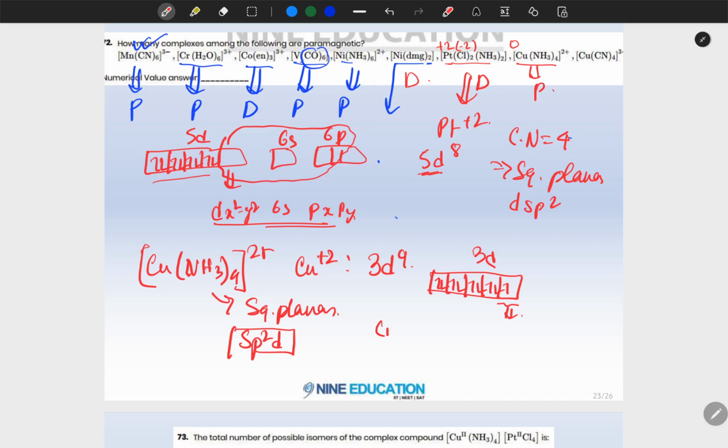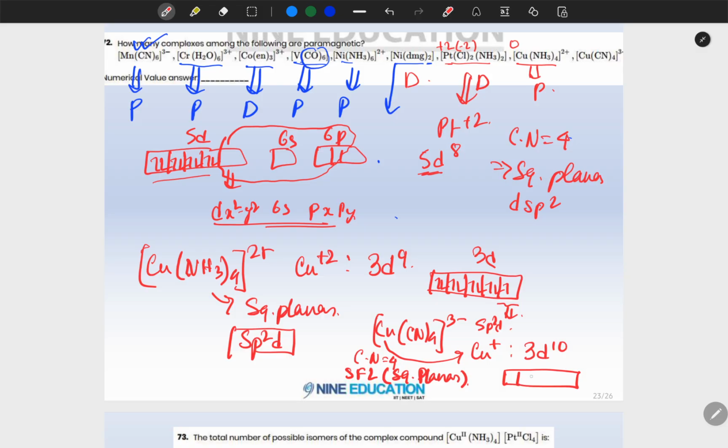Last example, Cu(CN)4 3-. So in this case, copper is present in +1 oxidation state. So 3d10 is the electronic configuration. Again, coordination number is 4, strong field ligand. So that's why the complex will have square planar shape, and the hybridization will be dsp2. So 3d10 means the 3d orbital is completely filled up with the electrons. So all the electrons are actually paired up, and that's why this complex is also diamagnetic in nature.